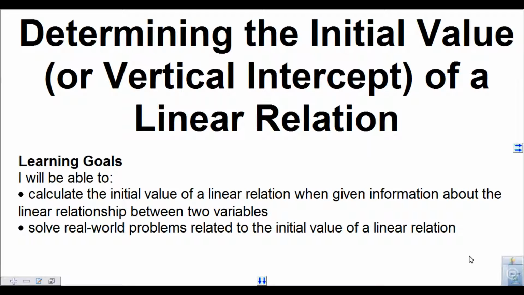Hi, this video is going to talk about determining the initial value or the vertical intercept of a linear relation. The learning goals for this video are to be able to calculate the initial value of a linear relation when given information about the linear relationship between two variables, and then also to solve some real-world problems related to the initial value of a linear relation.